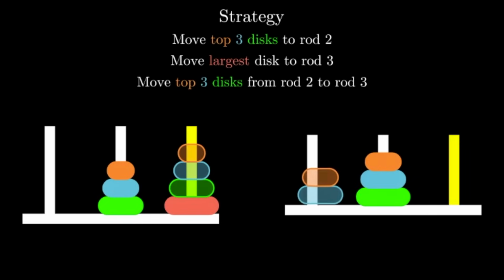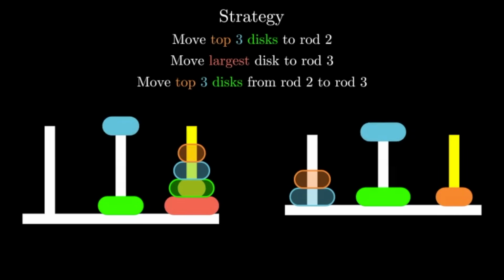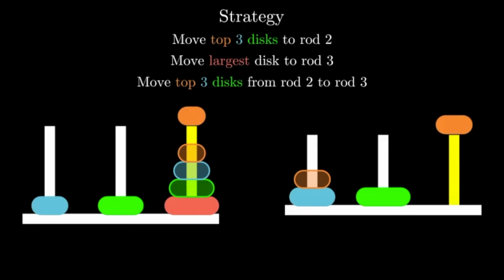We move the top 2 disks from the middle rod to the first rod, and to do this, we move the top disk from the second rod to the third rod. We then move the second disk from rod number 2 to rod number 1. And we finish the subtask by moving the top disk to the first rod.